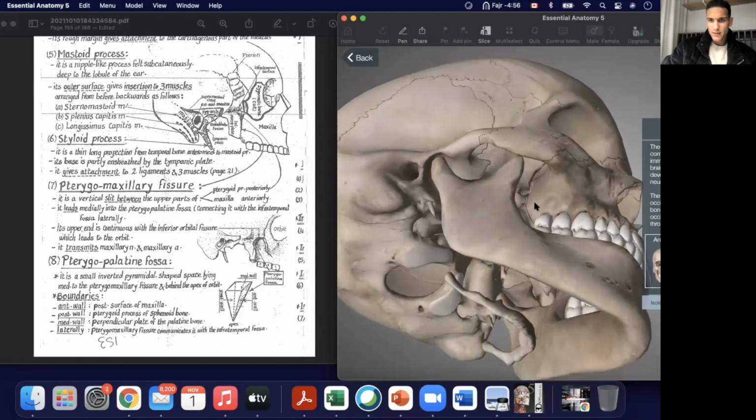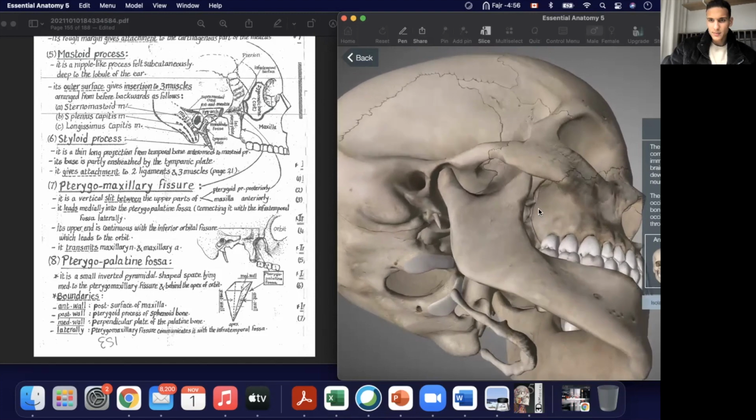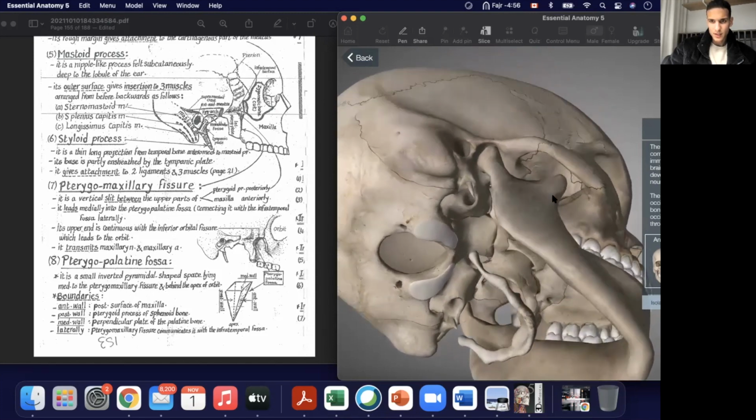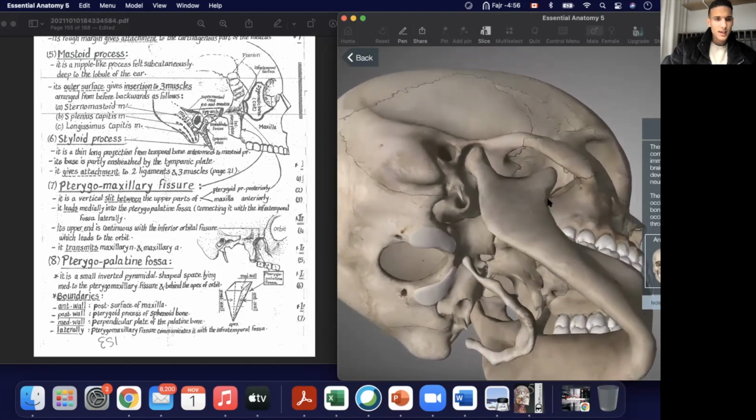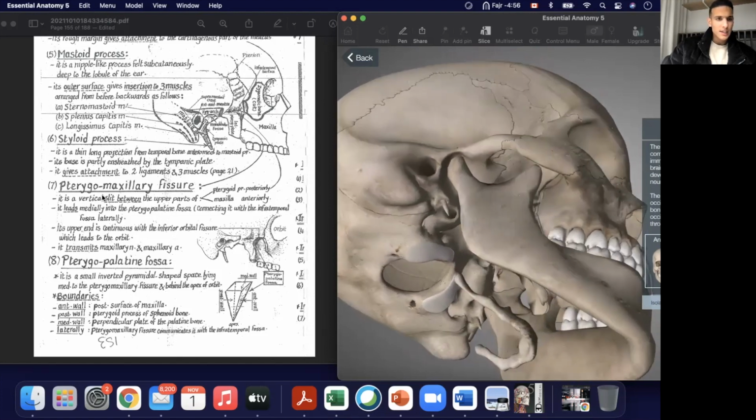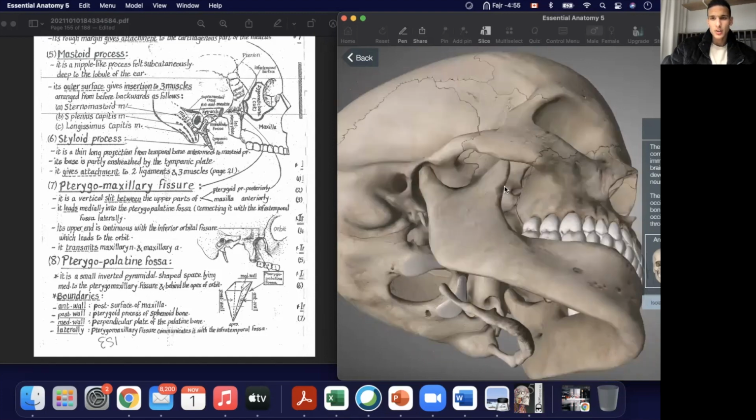Let's see if we can look at this. Yeah, there's a space over there. Okay, so the pterygomaxillary fissure, it's a vertical slit between the upper parts of the pterygoid process posteriorly and the maxilla anteriorly.